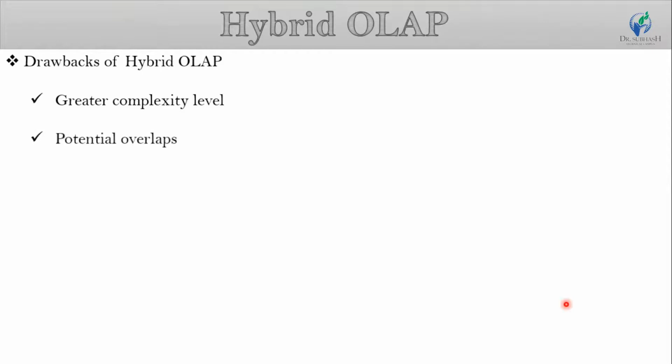Now I discuss the drawbacks of hybrid OLAP. So the first drawback is a high complexity level, meaning the major drawback in HOLAP systems is that they support both ROLAP and MOLAP tools and applications. Thus, it is very complicated. The next one is potential overlaps, meaning there is a higher chance of overlapping, especially in their functionalities.